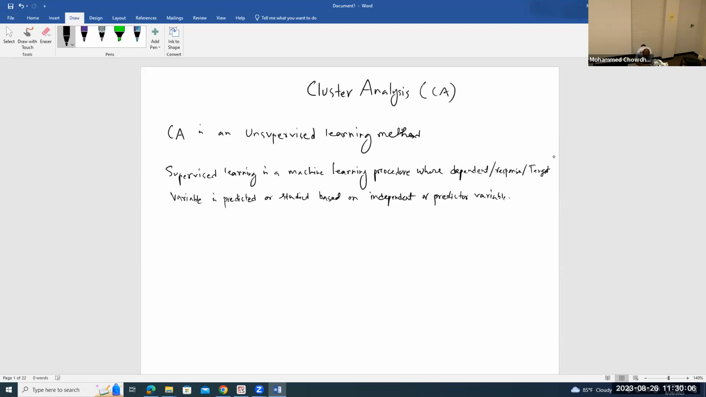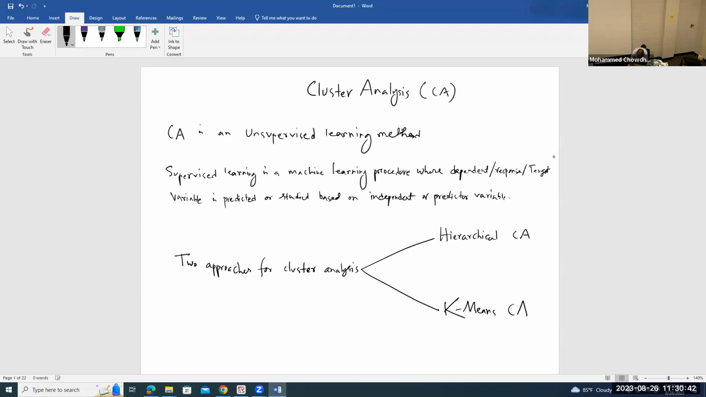There are two approaches to conduct cluster analysis. One is hierarchical cluster analysis. Another one is k-means cluster analysis. So let me explain what these two things mean.